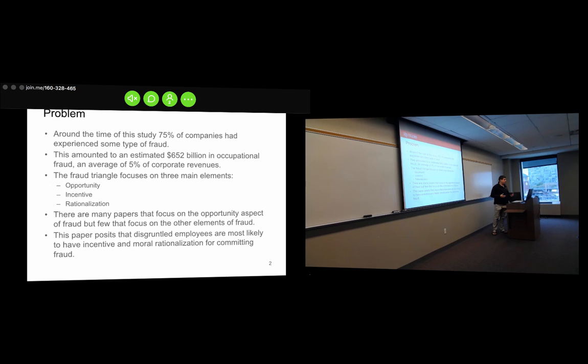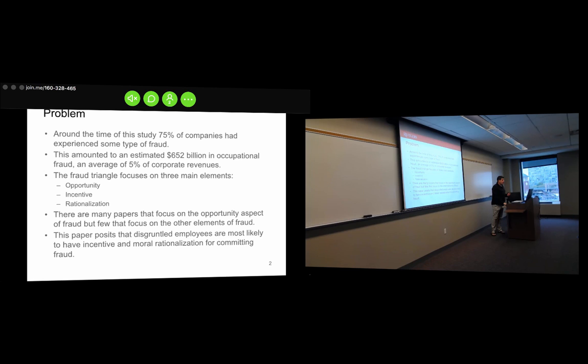They're trying to come up with a system that can detect disgruntled employees through emails that may be likely to commit fraud. And the idea here is that if an employee is disgruntled, they're not happy with the company. And they're more likely to be able to rationalize committing fraud against the company, or they may also have a greater incentive to commit fraud because they feel that the company isn't doing them justice. Maybe they're being underpaid. Maybe they have some sort of problem with the boss. Maybe they weren't given a promotion that they felt that they deserved. So these kind of all lend towards rationalization and incentive, and not so much opportunity.